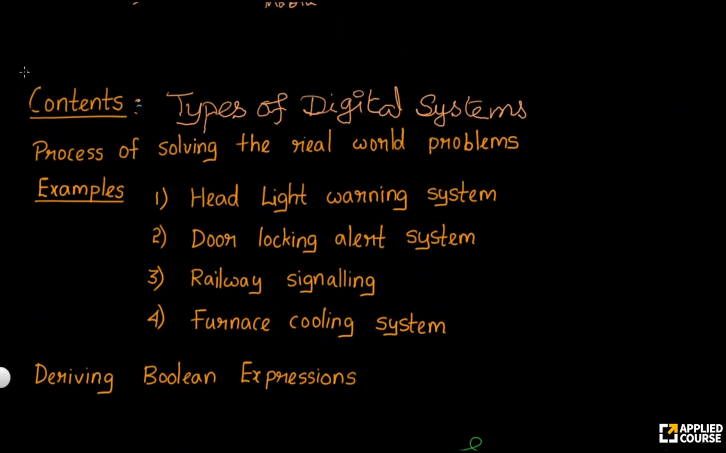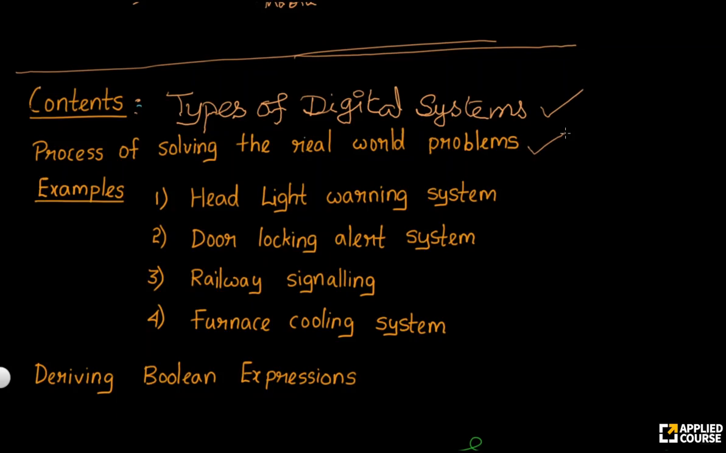Right, in today's contents, we would like to focus on what are the various types of digital systems, and what is the process of solving the real world problems, and some examples associated with these real world problems and how the digital system is useful for solving them. One of the problems appears to be the headlight warning system, meaning if anything is abnormal, a warning is made, and if everything is okay, there is no need to have any warning.